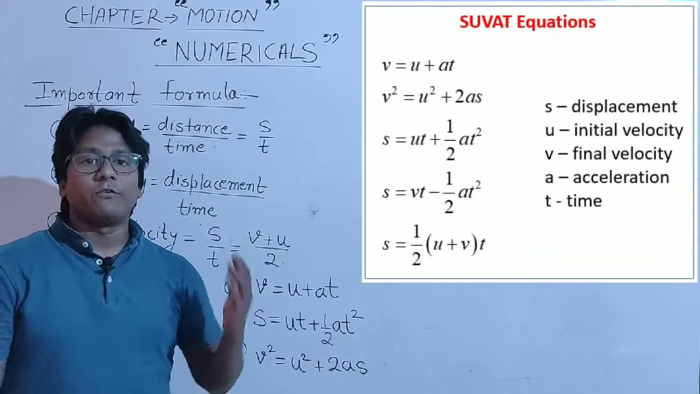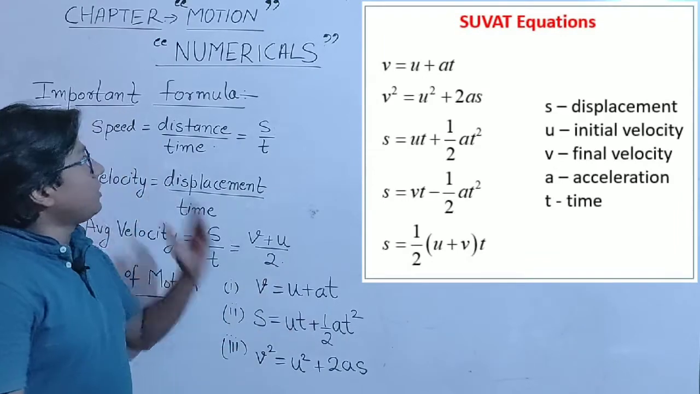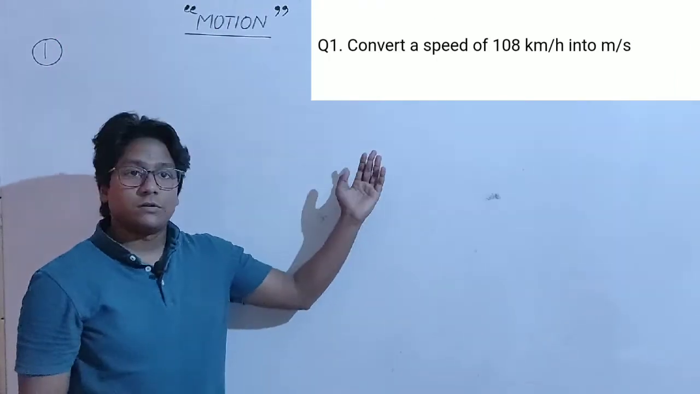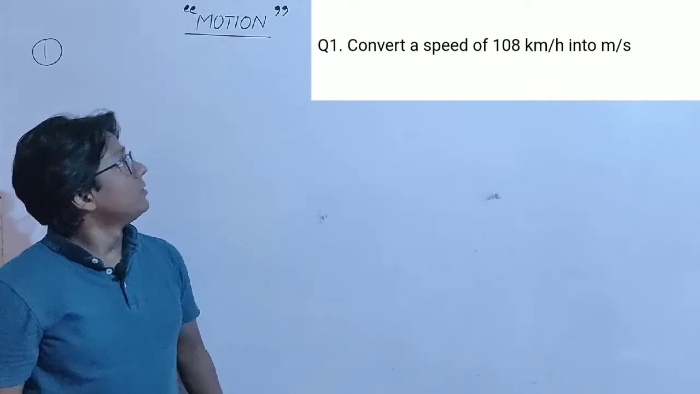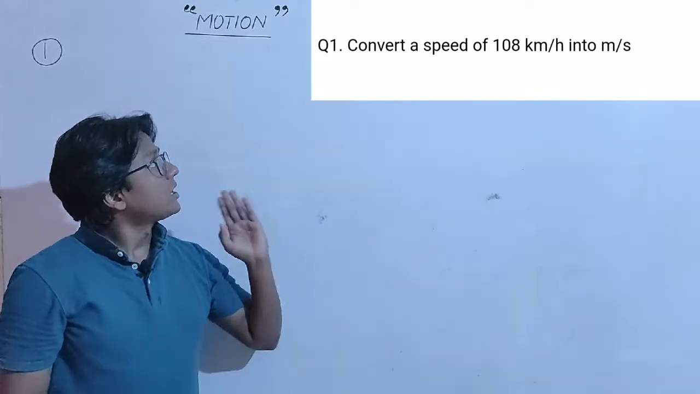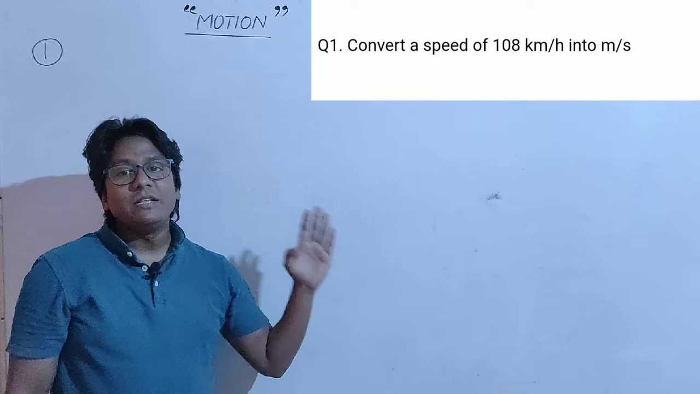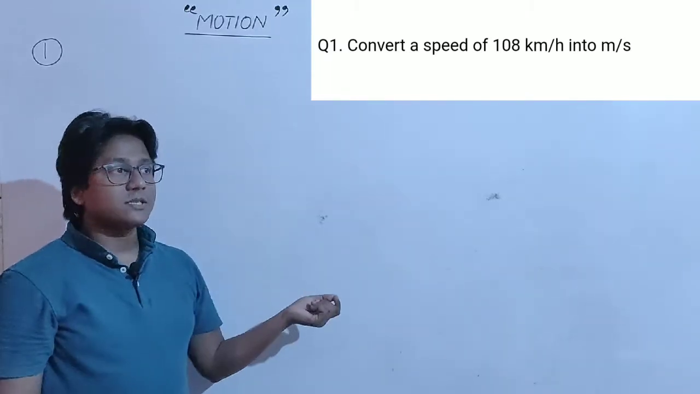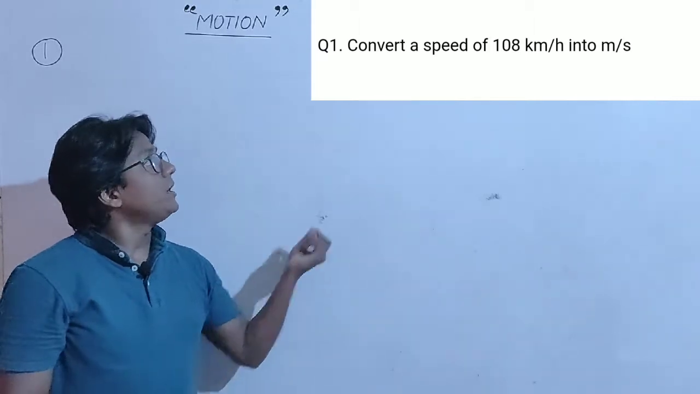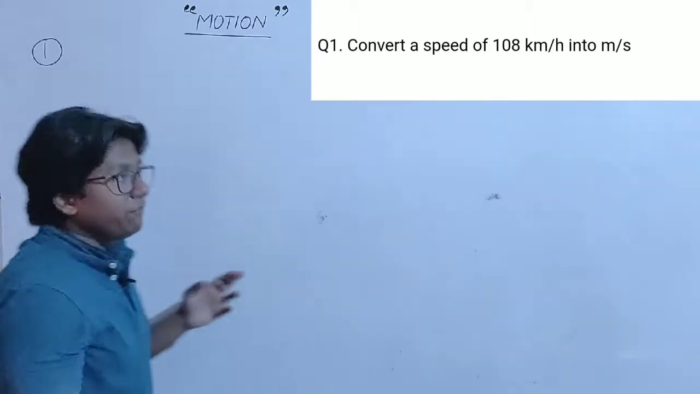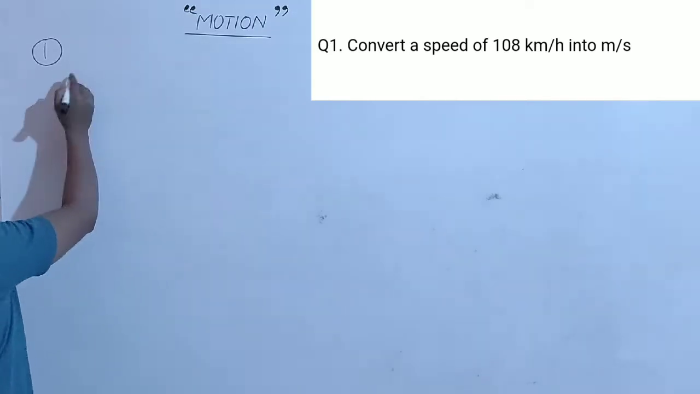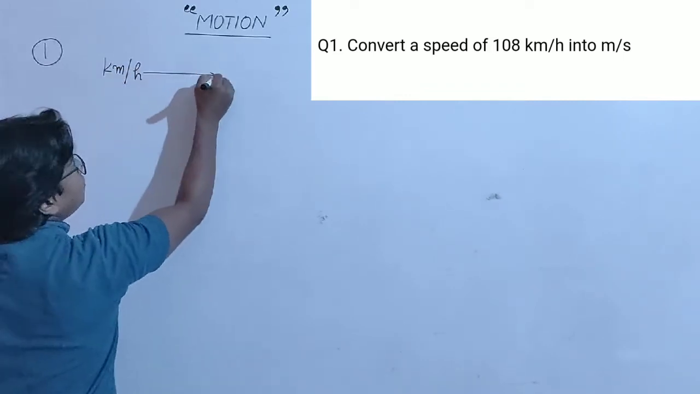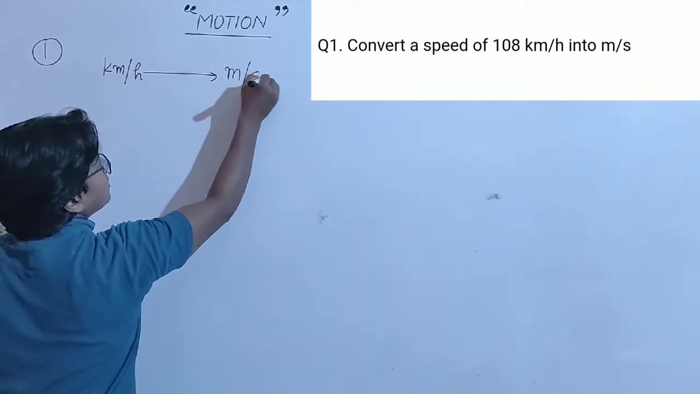So let's begin our first numerical problem of the chapter of motion. Here is your first question, which is on the left side of your screen. The question is, convert a speed of 108 km per hour into meter per second. So here it is asking to convert the kilometer per hour into meter per second. So remember, we have given a formula for you. Convert from kilometer per hour to meter per second.